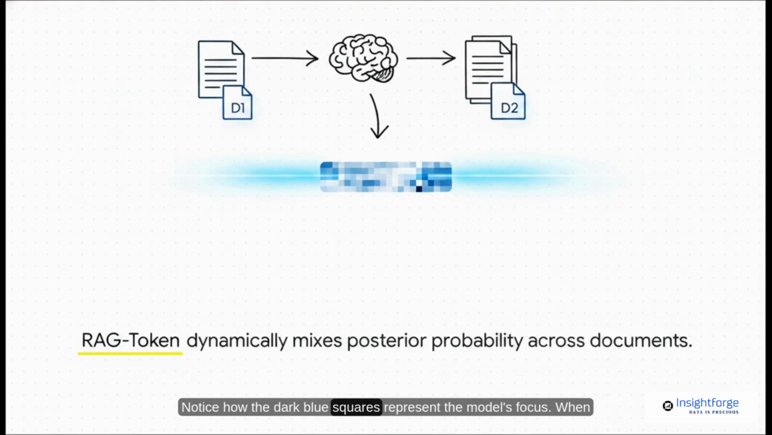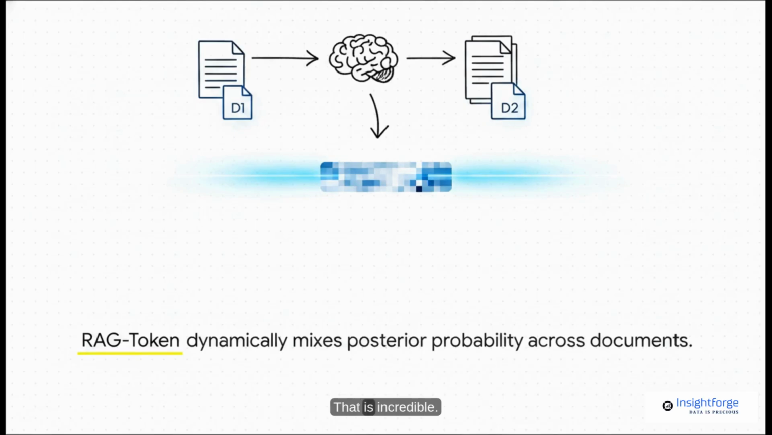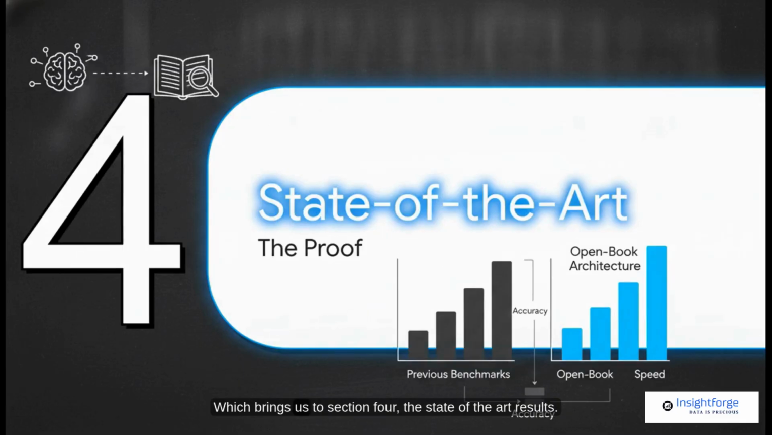Notice how the dark blue squares represent the model's focus. When the AI is generating the words for the book title of Farewell to Arms, the posterior probability is intensely focused on document 1. But when it moves on to generate the words for The Sun Also Rises, it dynamically slides the volume up on document 2. It is seamlessly synthesizing facts from entirely different sources into one single cohesive sentence. That is incredible. Which brings us to section 4, the state-of-the-art results. Let's look at the proof.